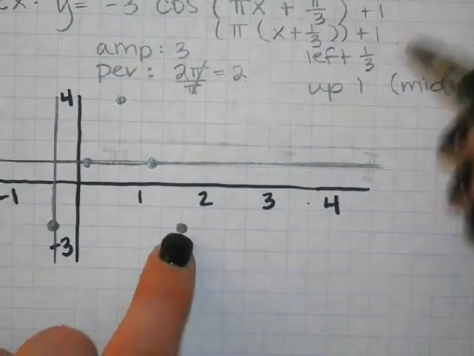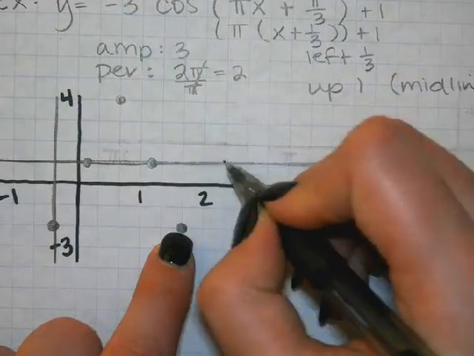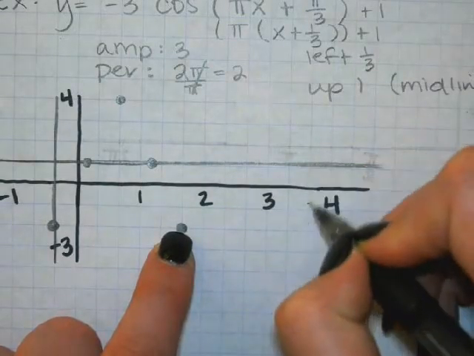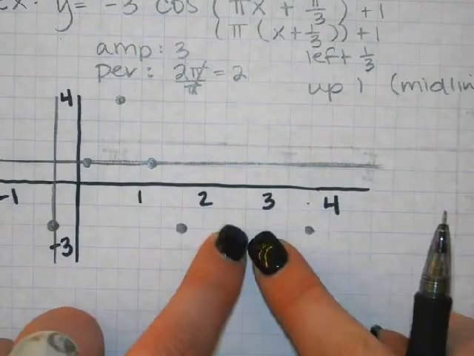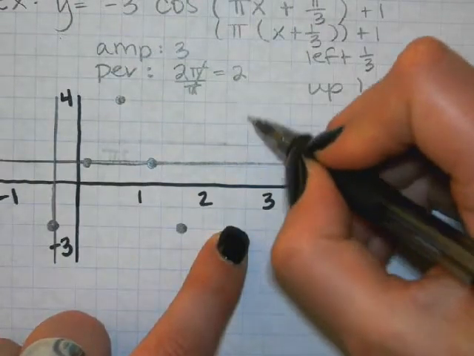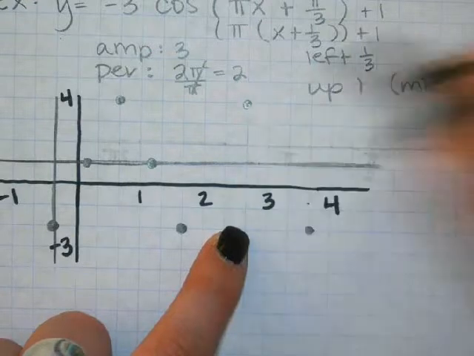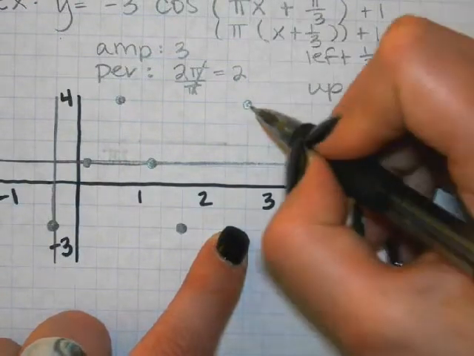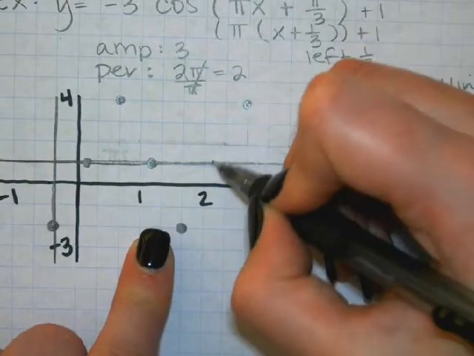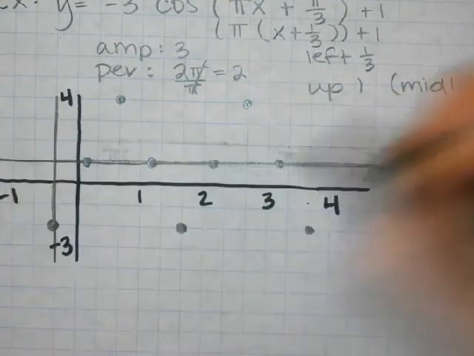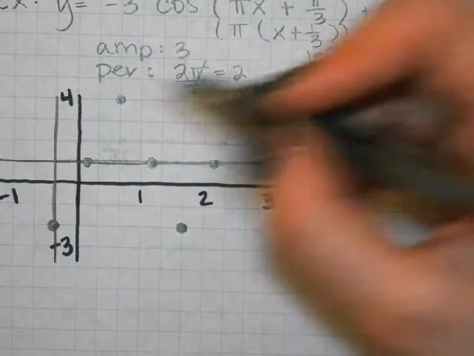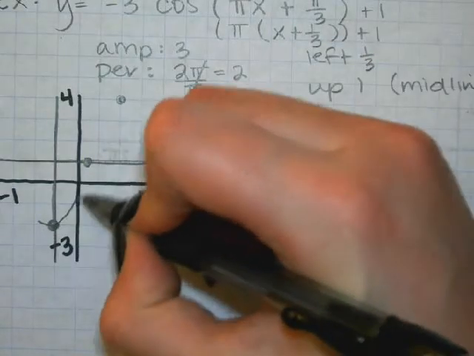So I'm going to do the same pattern again. I'm going to count 1, 2, 3, 4, 5, 6, because that was the whole period of the graph. And then right in the middle, I'm going to be going up 3. And then right in the middle of these, I'm going to cross at 0. And then we're connecting these with some nice U shapes.